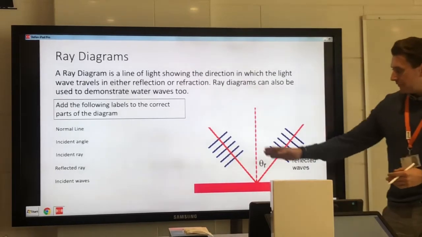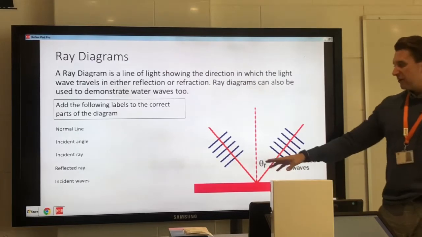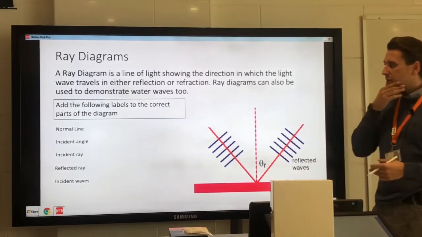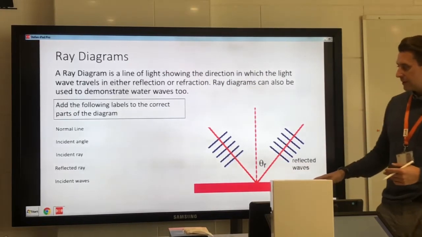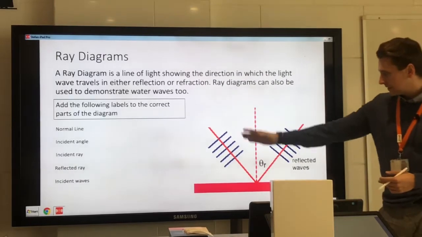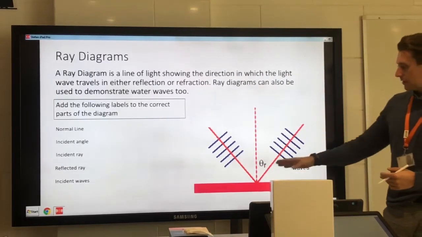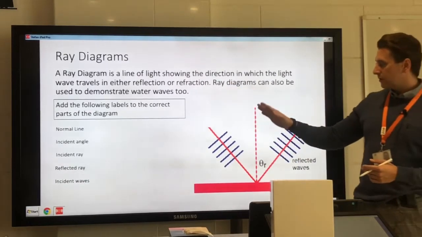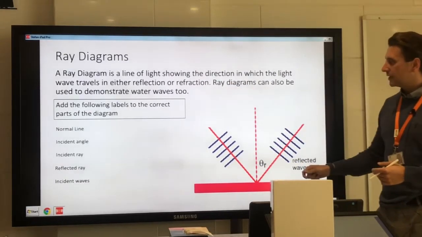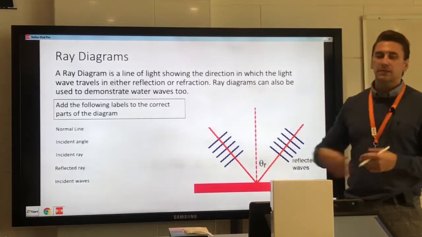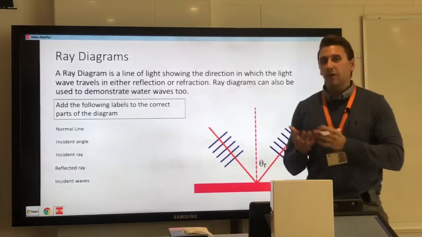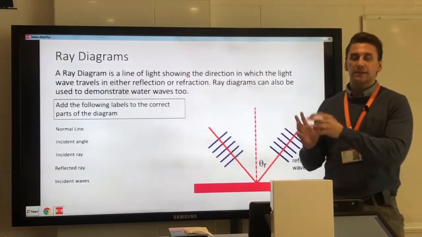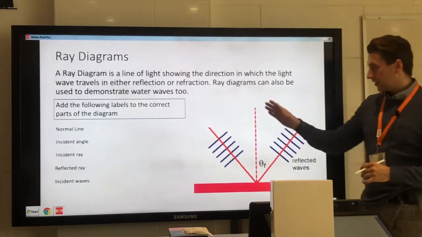So if we have a look, we've got the barrier, or the mirror in this case. It's a reflection, so we'll assume that this is a mirror surface. And what we've got is this line coming in, bouncing off the mirror at this point and then coming out. Now what we need to be able to do is make sure that during the exam, when we're drawing our ray diagram, we add each of these elements into the diagram so that we know we've got all the different pieces that need to be put together to get a correct diagram.